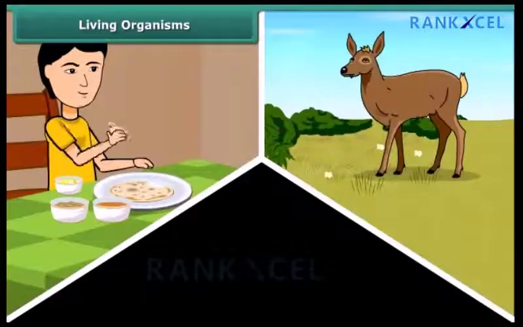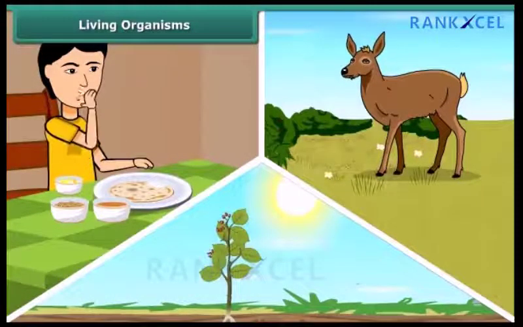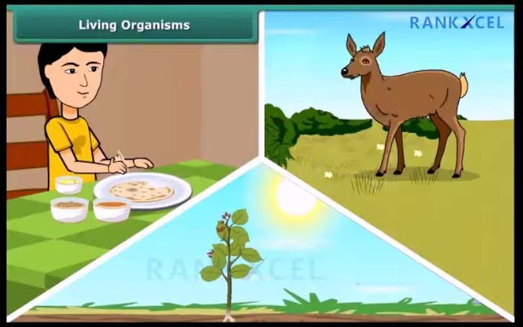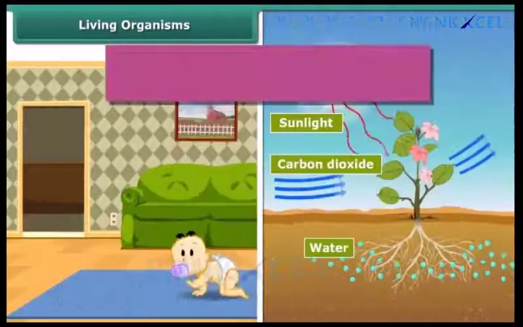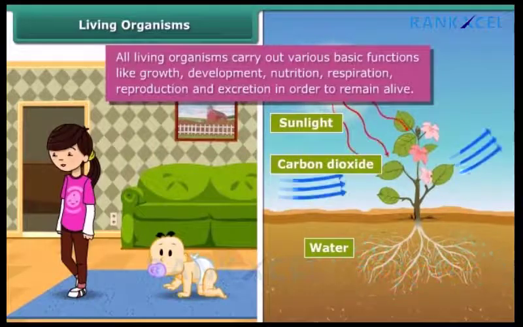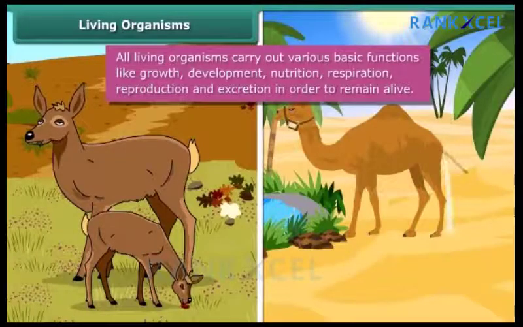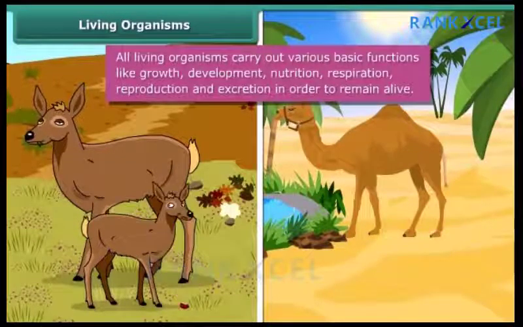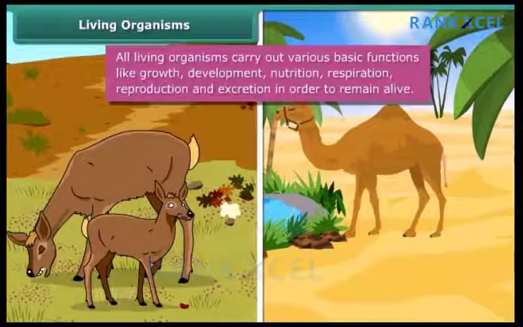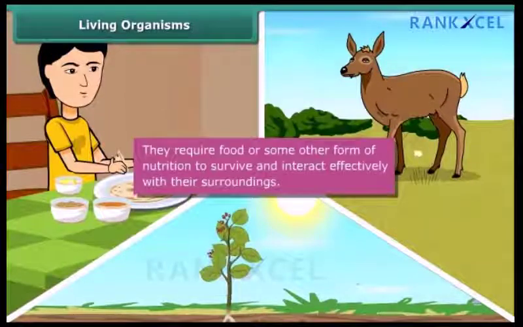We know that living organisms, human beings, animals, and plants require food to survive in their surroundings. They show great divergence in their physical appearance, but they all grow and develop during their life cycle. All living organisms carry out various basic functions like growth, development, nutrition, respiration, reproduction, and excretion in order to remain alive. They require food or some other form of nutrition to survive and interact effectively with their surroundings.